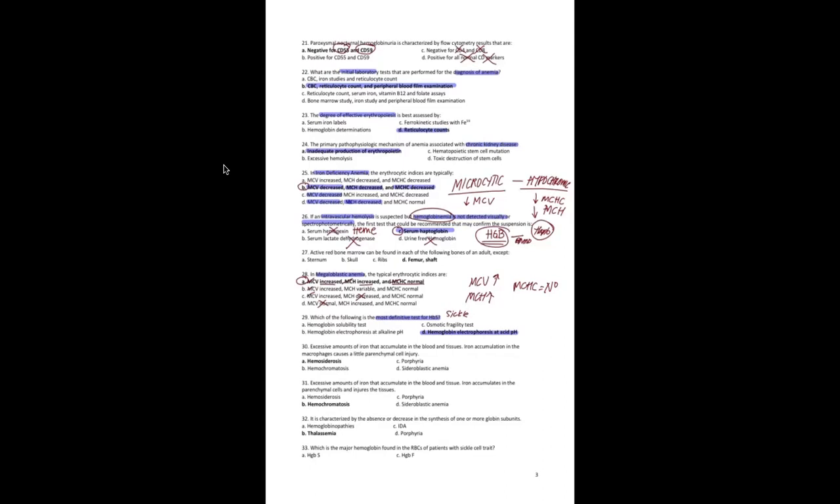Okay, number 30, excessive amounts of iron. Sabi dito, may excessive amount ka daw ng iron that accumulates in the bone, in the blood, and in your tissue. Iron accumulation in the macrophages causes little parenchymal cell injury. The answer there is hemosiderosis.